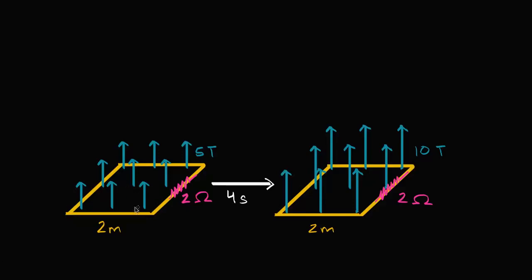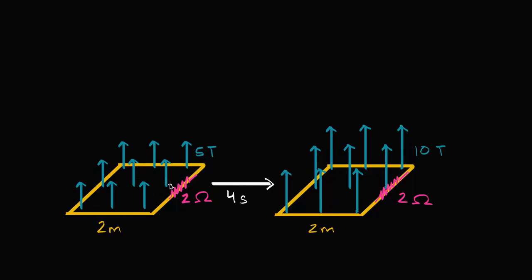So we have something interesting going on. I have this ring of conductor right here, this square ring. It has a resistance of 2 ohms. We see that it is 2 meters by 2 meters, so the area of this ring would be 4 square meters. And we see a magnetic field going through the surface defined by the ring, and it's constant. It's a constant magnetic field of 5 teslas, and it's going exactly perpendicularly to the surface of the ring.